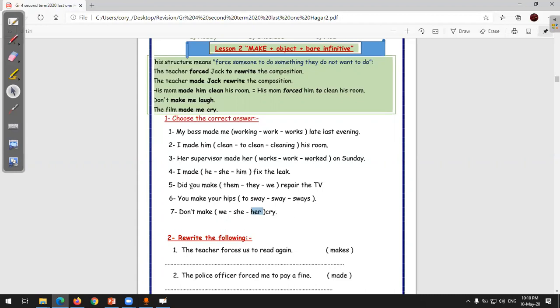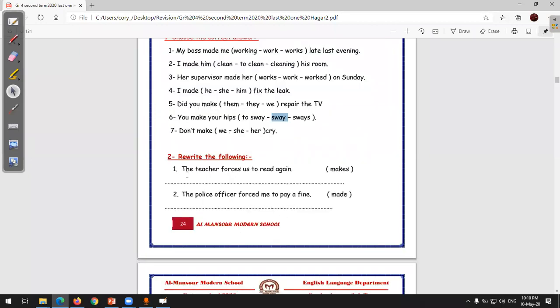So the first rule about this: we take the object pronoun, her, me, him, them, us, okay? The second rule, the verb comes in infinitive form, the verb without any addition, without ing, without ed, without s, without es, okay?